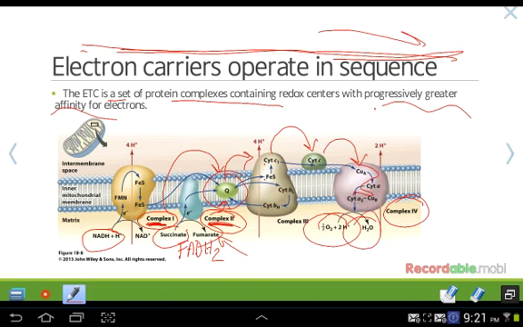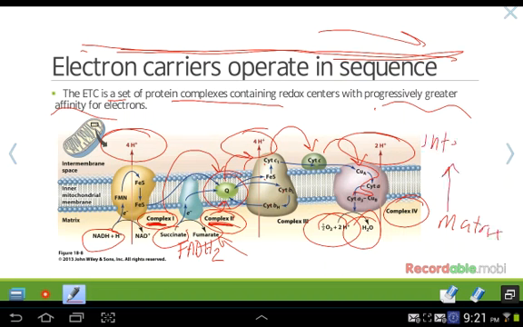All in all, throughout this process, we're also pumping protons from the matrix into the intermembrane space of the mitochondria. Okay? And we'll talk about why that's very important when we talk about oxidative phosphorylation in section 3.